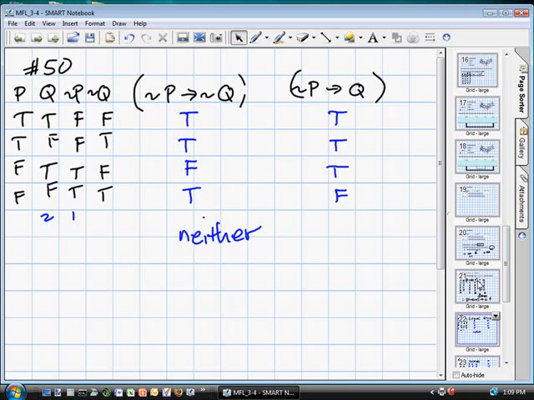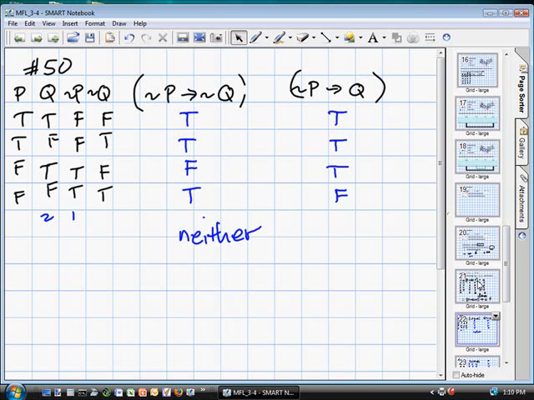Number 50 says there are two statements given here. Tell whether they're equivalent, whether one implies the other, or neither. So, three things to look for. Are the two equivalent? If not, then check if the first one implies the second one, and if not, then check if the second one implies the first one. And if none of those work, then you're just supposed to write down neither.